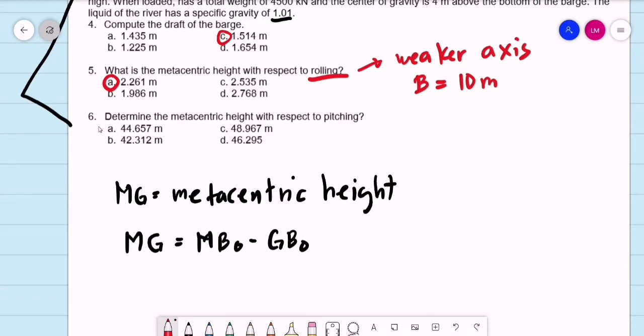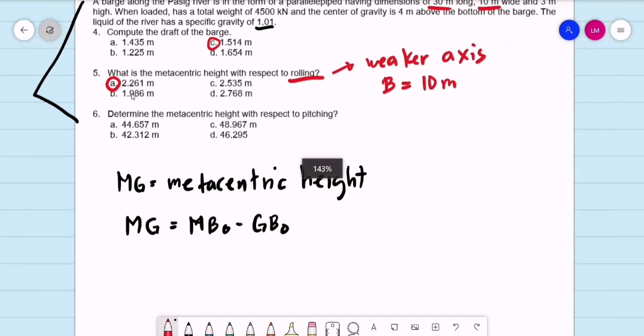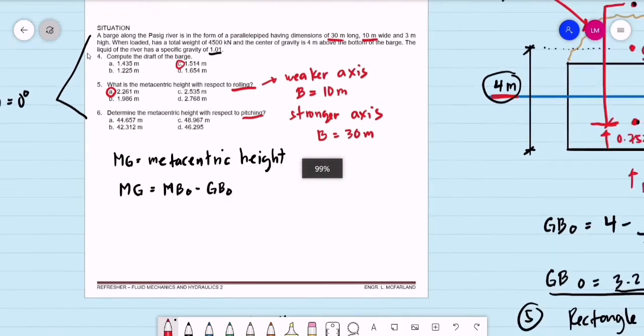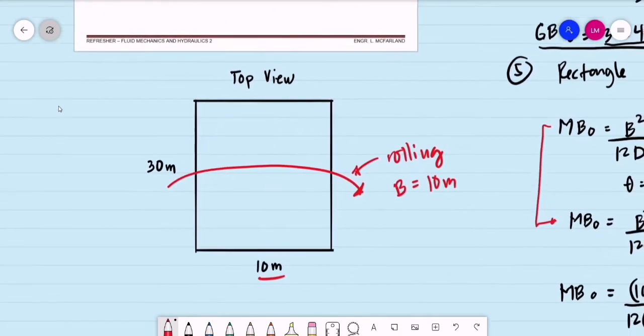Number 6. Determine the metacentric height with respect to pitching. Okay, kapag ginamit naman yung term na pitching, doon tayo sa stronger axis, yung longer dimension. So, i-assume lang natin na yung value ng B this time will be yung longer dimension, the 30 meters. So, paano naman yung direction ng pitching? Ito yung pag-rotate ng floating body along its longer dimension or the stronger axis. That is the pitching.